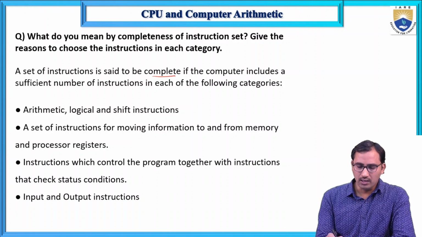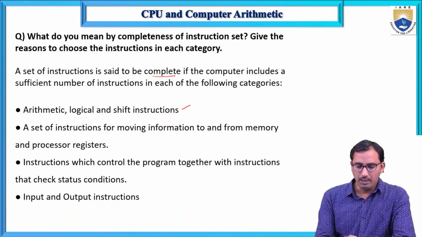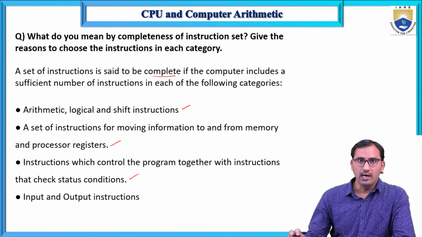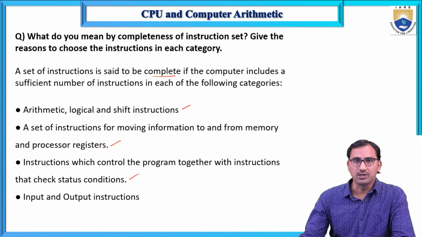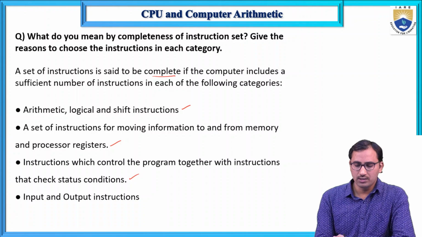The first one is arithmetic, logical and shift instructions. Second, a set of instructions for moving information to and from memory and processor registers. Third, instructions which control the program, together with instructions that check status conditions. Next, input and output instructions. So the arithmetic, logic and shift instructions perform various arithmetic, logic and shift operations.